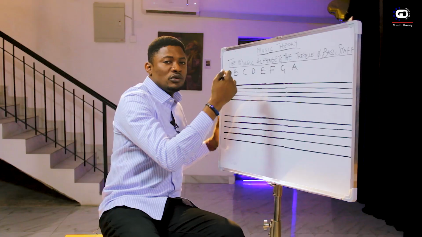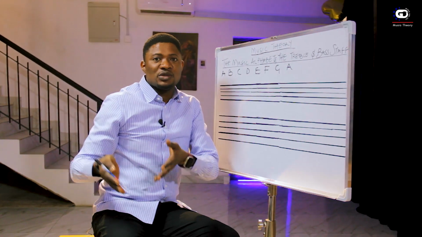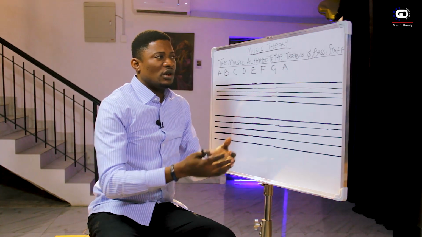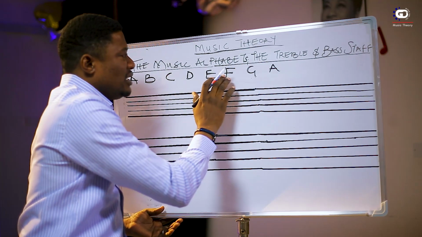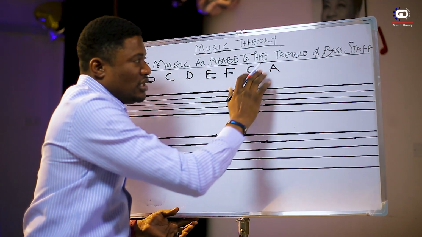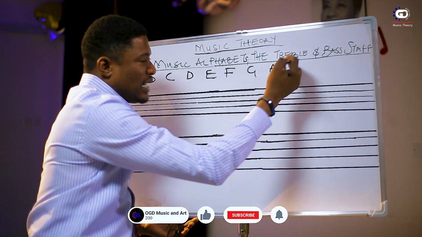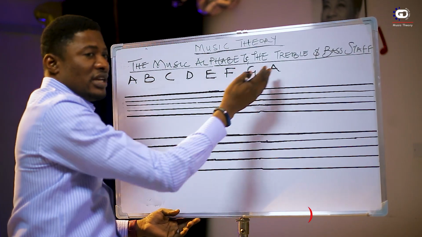And when you continue in music, just like when you get to Z, you start with A, so also whenever we get to G, we start again with A. So you have A, B, C, D, E, F, and G, then A to continue. So I can write and end at A. So we start with A and end with A, right?